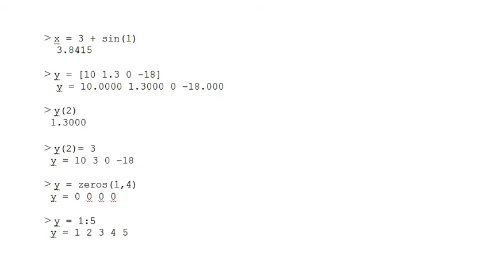For example, y of 2 will print out the second element, and you can assign a new value to the second element of the array by the command y of 2 equals 3. MATLAB responds by printing the value of the array with all the elements, and you'll see that the second element is now 3.